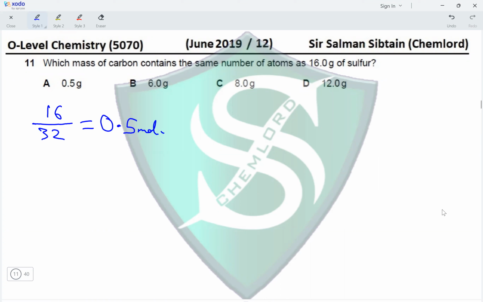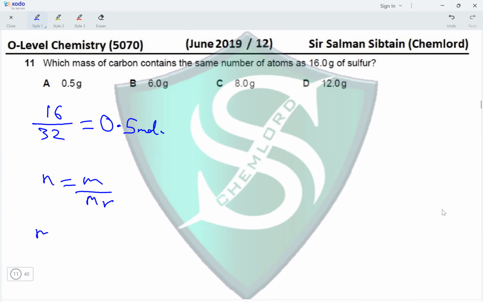Now, the number of atoms in 0.5 moles of any element or compound would be the same. That means we need to find out the mass of 0.5 moles of carbon. So now, for carbon, we've got the Ar as 12. So we need to find out the mass. The formula is n equals m upon Mr.